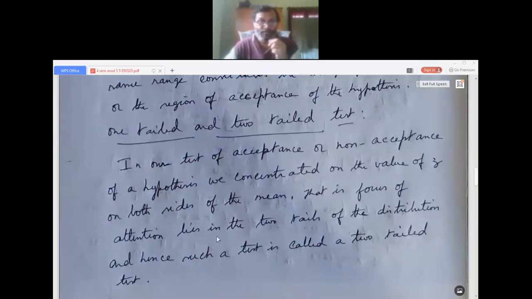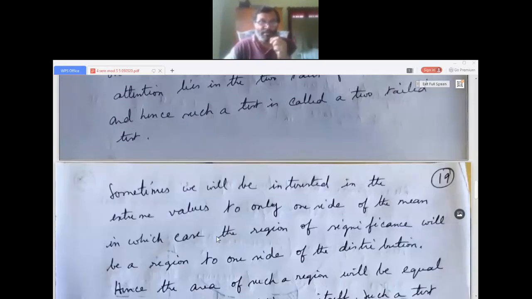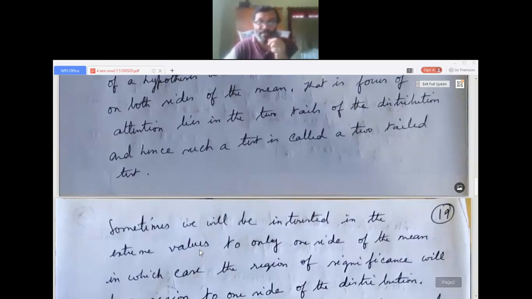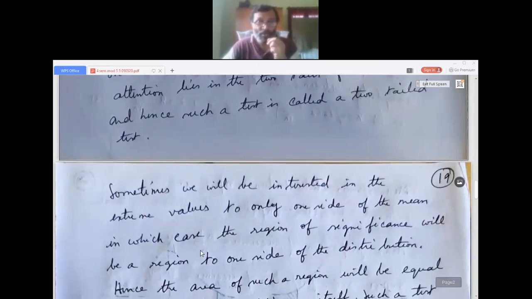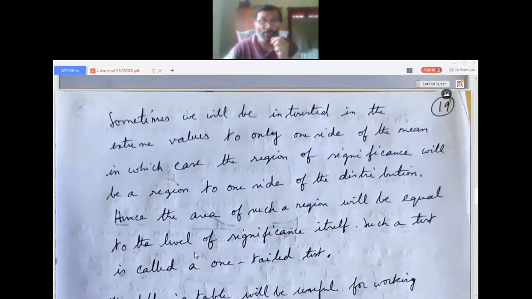Now, sometimes we will be interested in the extreme values on only one side of the mean. Sometimes you are concentrating only on one side of the mean, in which case the region of significance will be a region to one side of the distribution. Hence, the area of such a region is equal to the level of significance itself. Such a test is called a one-tailed test.